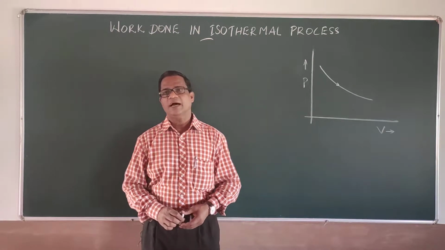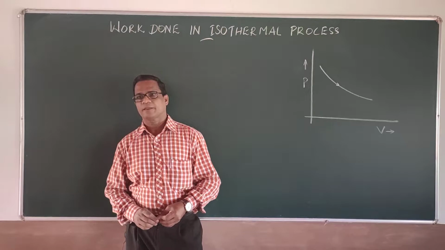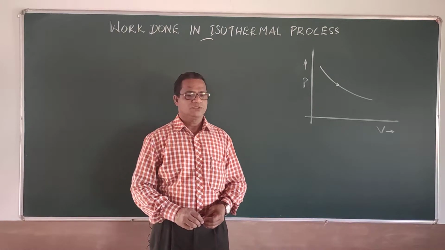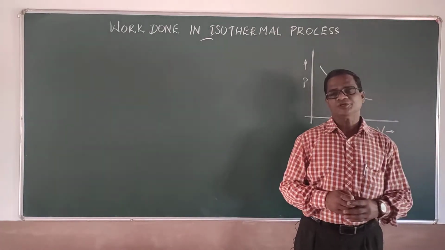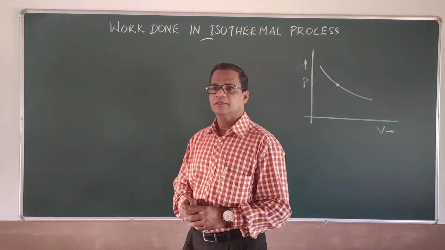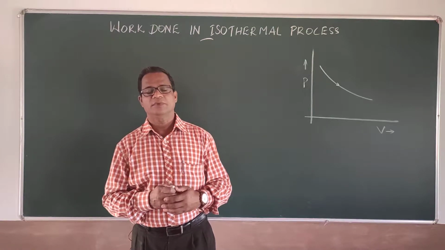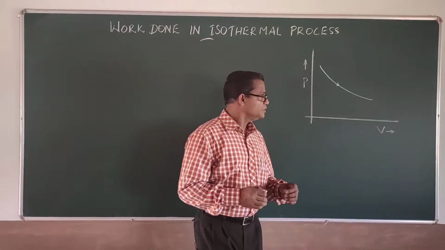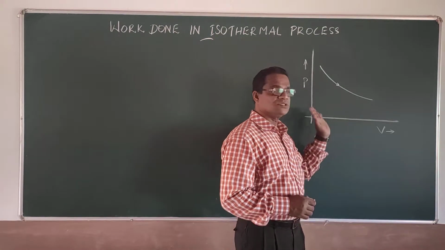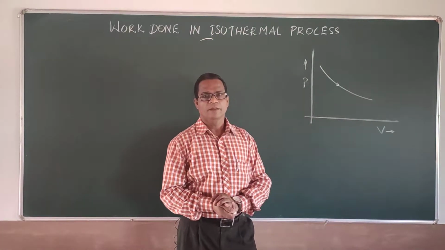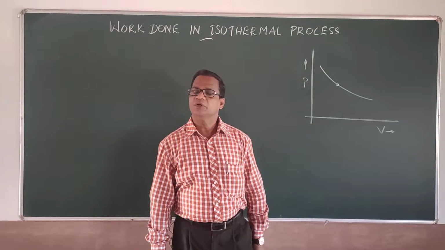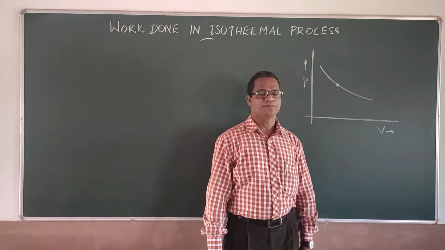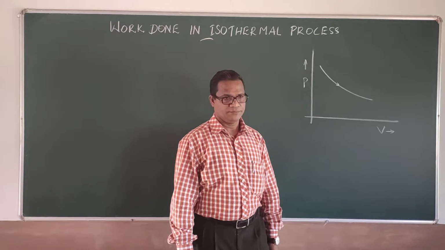Work done in isothermal process. So in the last video we found what an isothermal process is and its indicator diagram and all that. The indicator diagram for an isothermal process is this one, we know that. Now we can use this indicator diagram for finding the work done in the process. Let us see how.